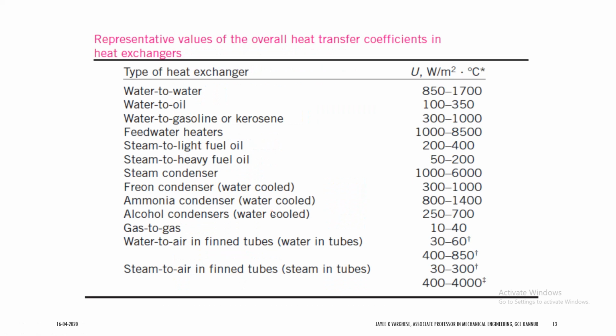Now, to have a better idea of the probable value of the overall heat transfer coefficient, this is just to give you a physical concept of what the overall heat transfer coefficient shall be in different cases. In water to water, hot water to cold water, the overall heat transfer coefficient will be somewhere in the range of the order of 1000. Water to oil will be small, and water to gasoline or kerosene will be like this. These are some guidelines only. The exact value you either have to calculate or will be given in the problem.